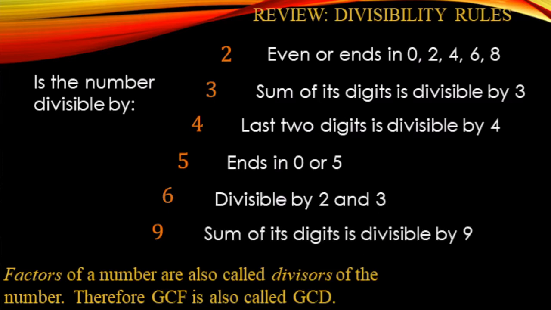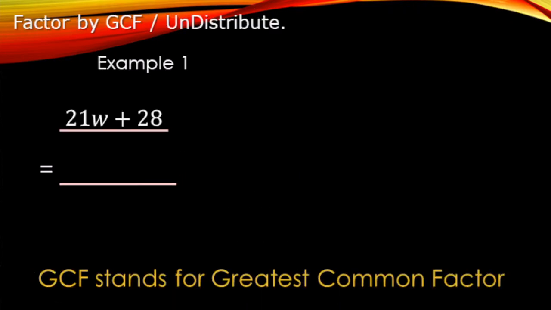And then nines, add up all the digits, and if all the digits added up is divisible by 9, so was the big number. So, quick reminder also, factors of a number are also called divisors. So we can say greatest common factor, or we can say greatest common divisor here. All right, let's get into some examples.